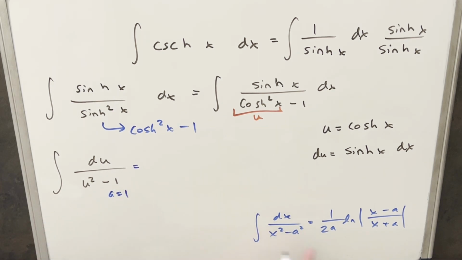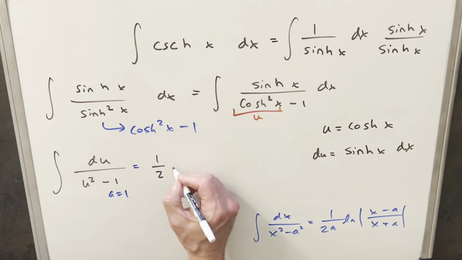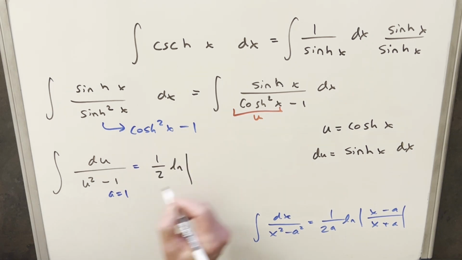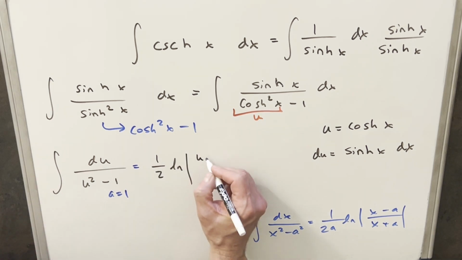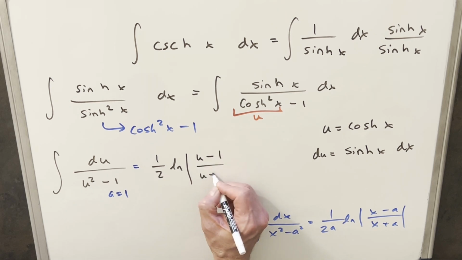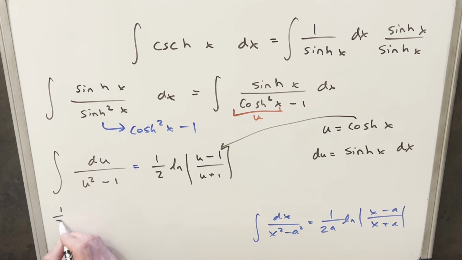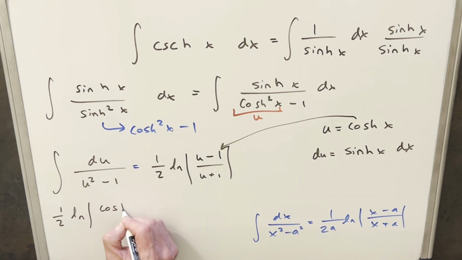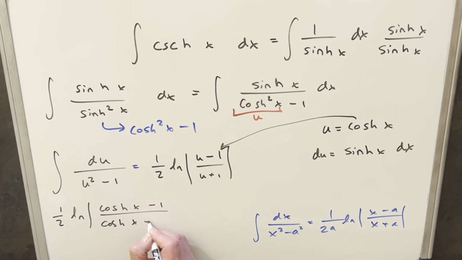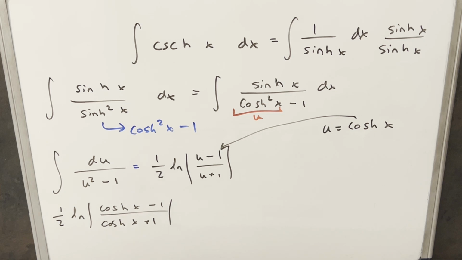And so then using this with a equal to 1, we're going to just have 1/2 in front, natural log absolute value, and then we're going to have u minus 1 over u plus 1. But then let's just go ahead and back substitute with our u value. So when I rewrite this, we're going to have 1/2 natural log absolute value cosh x minus 1 over cosh x plus 1. And this is actually an okay solution, but I'd like to try to simplify it a little bit.